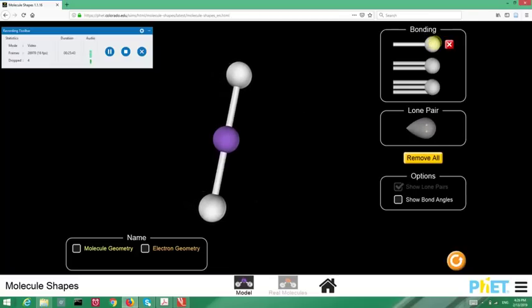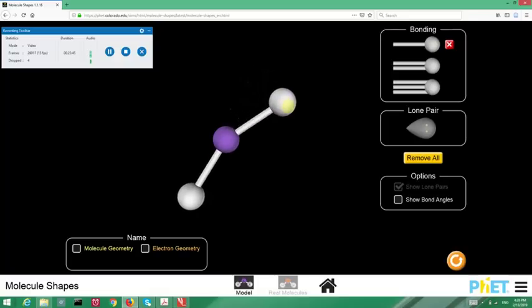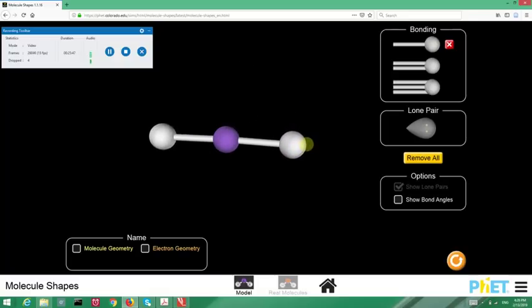All right, now as you can see, they go linear. They do bend temporarily when you rotate them. That's a weird bug of this program. But you can see clearly when we have 2 electron groups, we want to put them as far away from each other as possible. We put them at a 180-degree angle on opposite sides of the central atom.